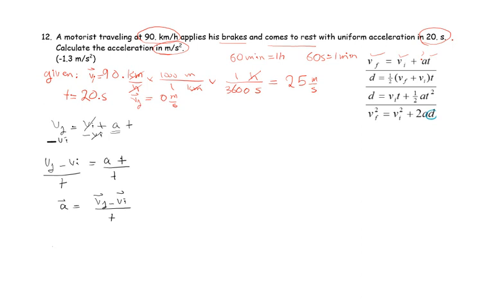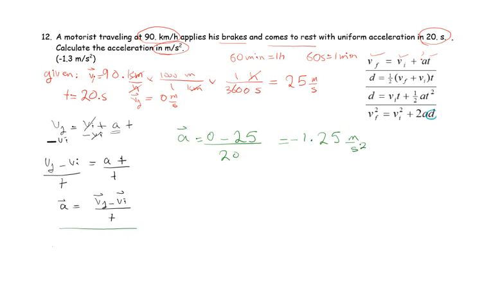Now let's plug the numbers into this rearranged formula. A is equal to VF, which is 0, minus 25, divided by the time, which is 20. When you put that into the equation, you're going to end up with negative 1.25 meters per second squared.